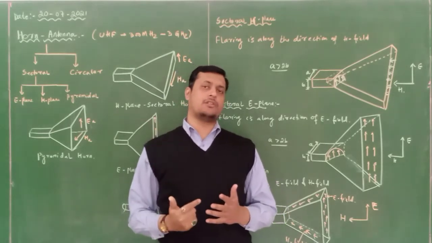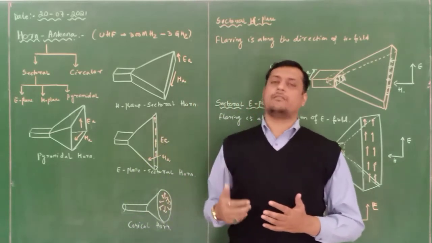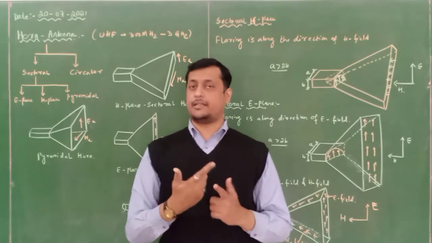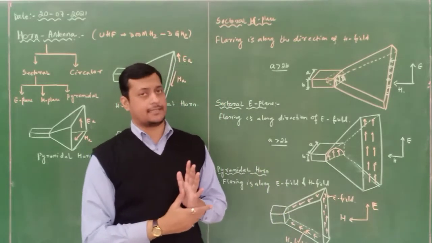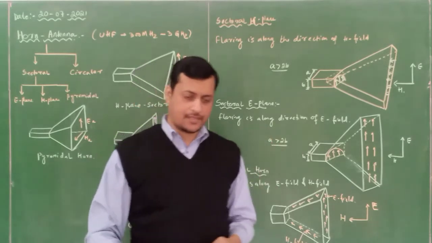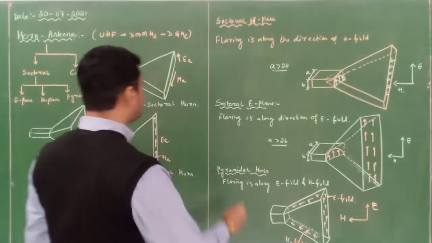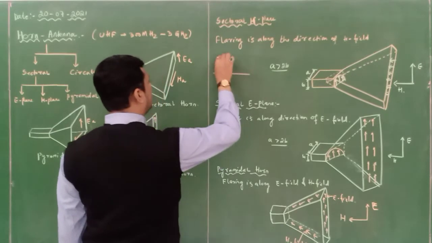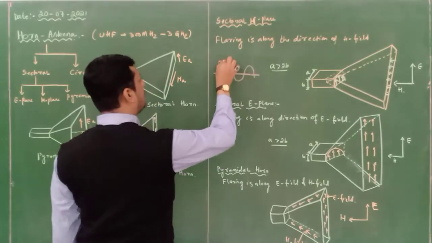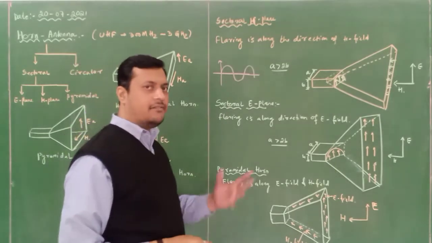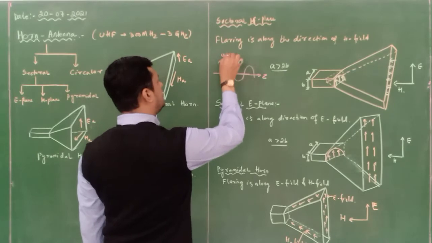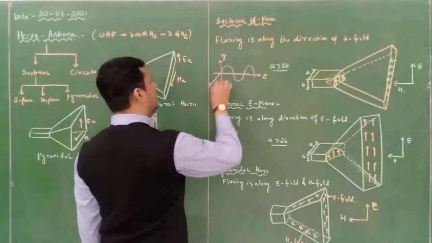Now the second most important factor is in which particular direction the wave is going to propagate, whether it is the x-axis, the y-axis, or the z-axis. Now if the total wave is propagating along the z-axis, let us consider it like this. Suppose this is my total wave, the total EM wave. This EM wave is propagating along, let us consider, the z-axis.